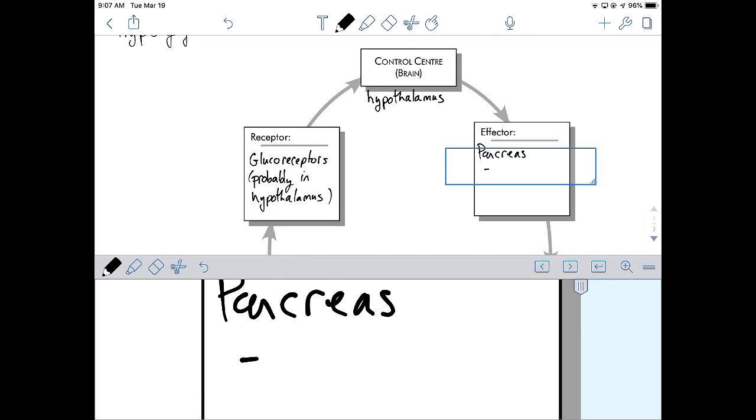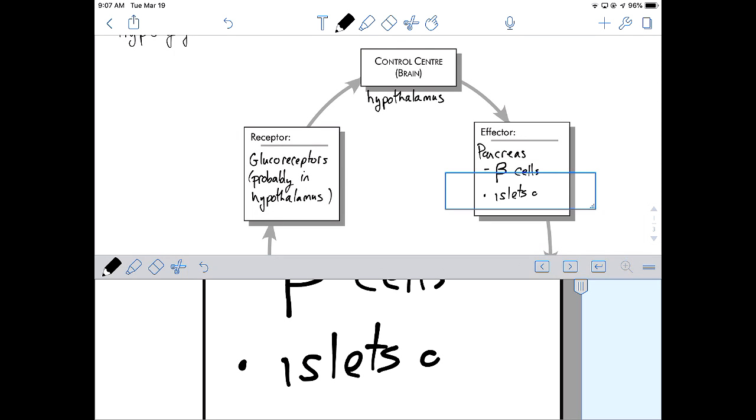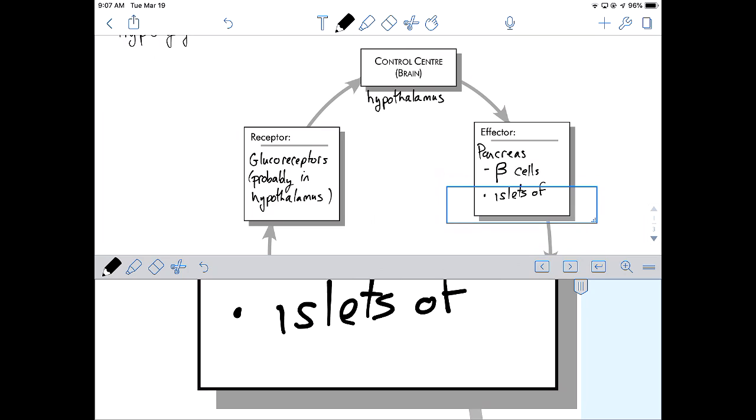So beta is a funny looking B. Usually it has a long tail. It's an ancient Greek letter, not just a big B. Certainly a letter that B is based on, but that's a later Roman letter. So beta cells, and we also call these the islets. Let me rewrite that. Islets. This is an I.